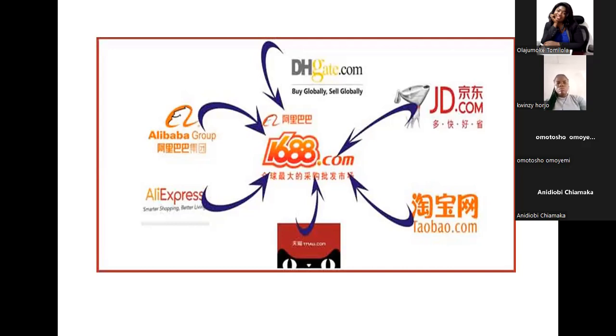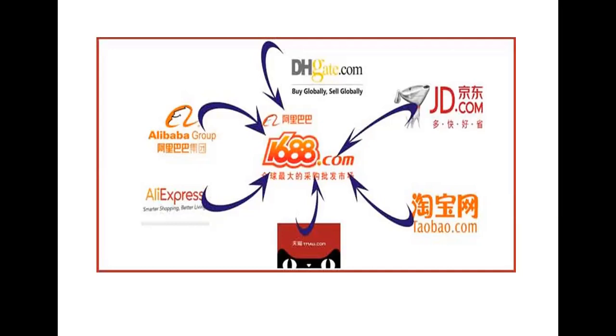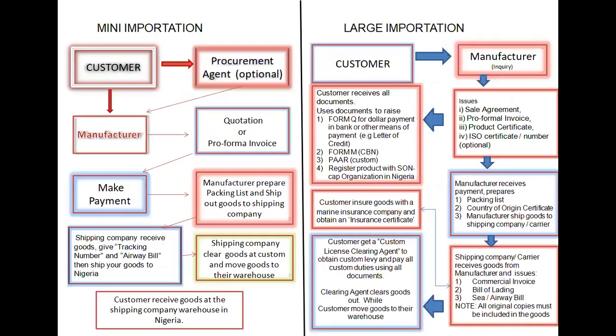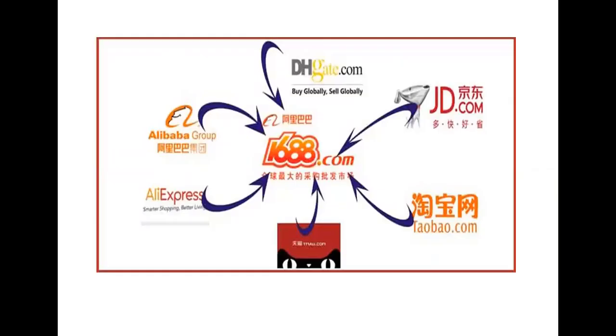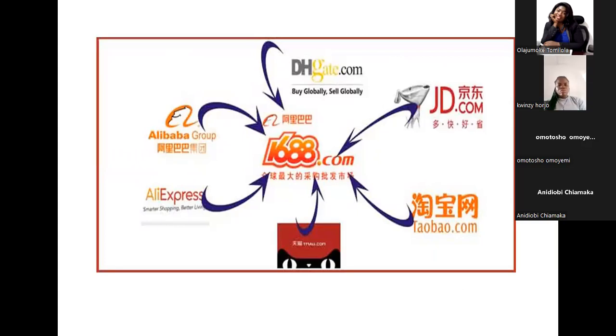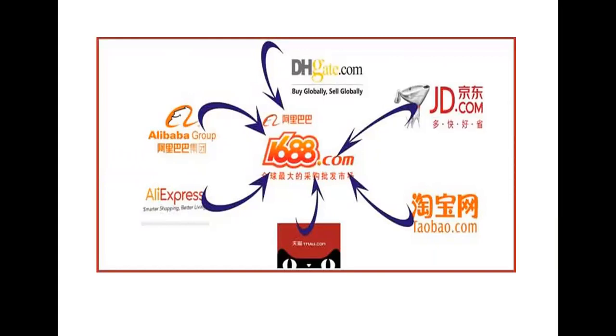We also have many other platforms, some mini scale platforms. We have wish.com. Wish.com charges in yuan. 1688 also charges in yuan, and it is not that expensive, unlike Alibaba.com, despite the fact that they deal with large scale importation.